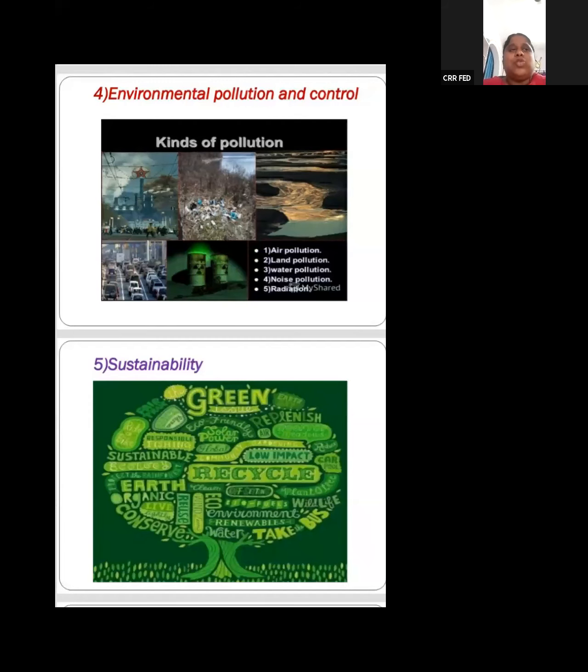So we have to reduce the use of raw materials for the manufacture of products, and we have to reuse and recycle the materials for our environment, for the sake of our environment. So that is known as sustainability.